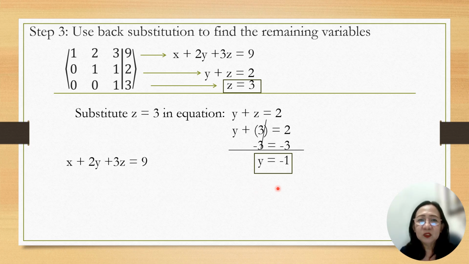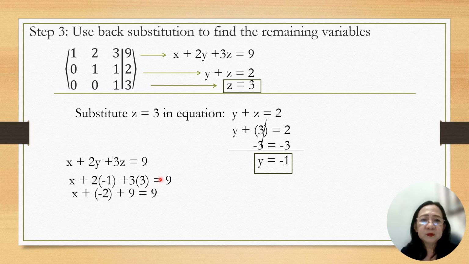And lastly, using the first equation, x plus 2y plus 3z is equal to 9. Let us substitute the value of y and z. So x plus 2 times the value of y, which is a negative 1, plus 3 times z, which is now 3 as the value, is equal to 9. Let us simplify. We have 2 times negative 1, that is a negative 2. And 3 times 3, that is now 9. Let us combine negative 2 plus 9, which is now 7.